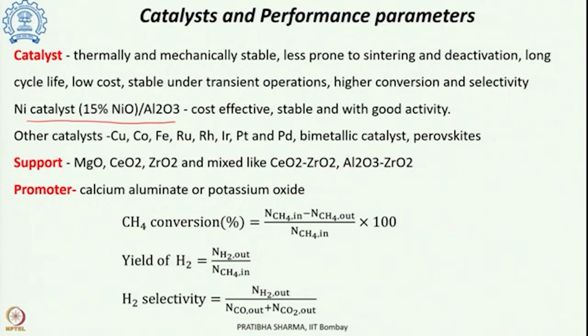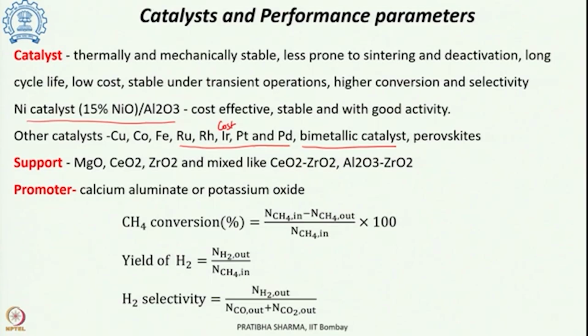Other than nickel, other transition metal catalysts could also be used: copper, cobalt, iron have also been used as a catalyst. Noble metal catalysts have a better conversion and a better selectivity, and at the same time they are less prone to sintering as well as deactivation. But the cost is the major challenge while using noble metals. As such, the two can be combined to form a bimetallic catalyst, wherein a certain amount of noble metals can be used along with the transition metal elements.